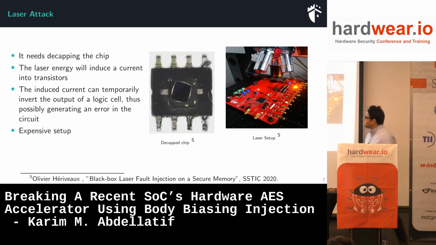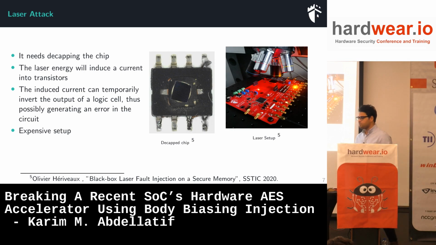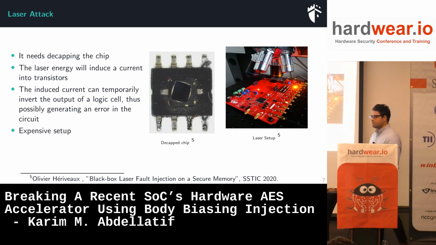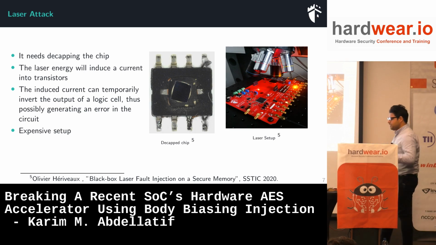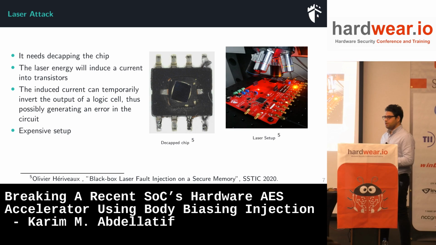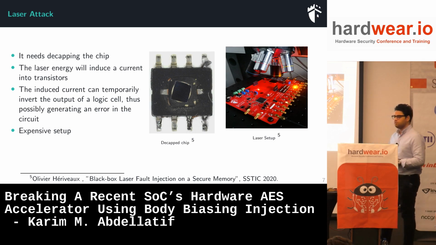The third one is laser attacks. It's very expensive. If you would like to do it, you need to decap the chip in order to find the substrate. You can decap the chip from the front side or back side. The main idea is that you hit the surface of the chip using a laser beam, and the laser induces current, and the current changes the state of the transistors from 1 to 0, trying to create errors. As I said, you need to decap the chip. It's expensive. It needs more experience as well.